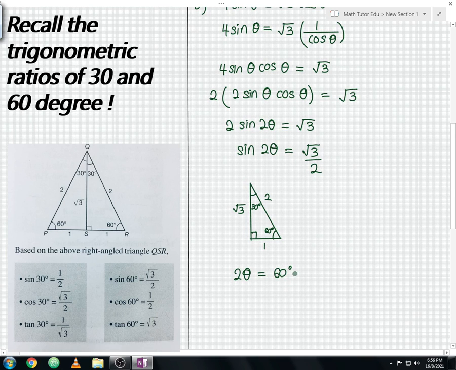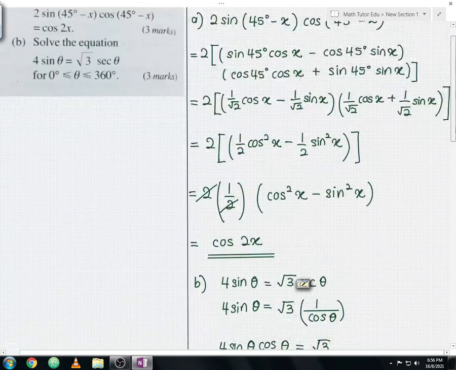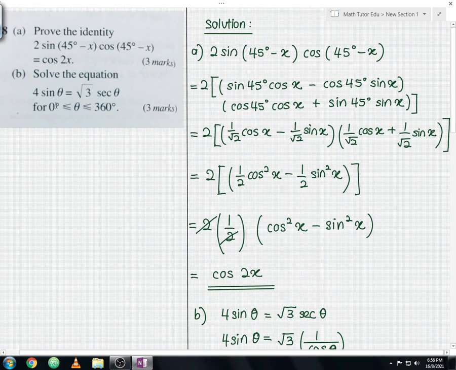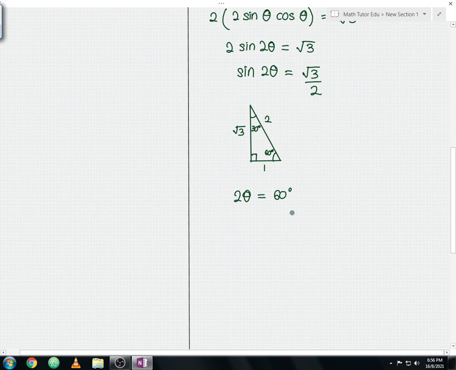But now you need to be really careful, because the question mentioned that your answer must be in the range of 0 degrees up to 360 degrees. You can get a positive sine value in the first quadrant and also in the second quadrant. So to get the value in the second quadrant, you do 180 minus 60 degrees. That will be your second angle.